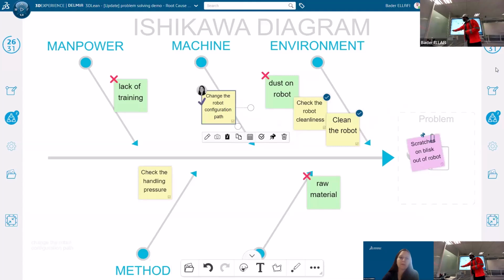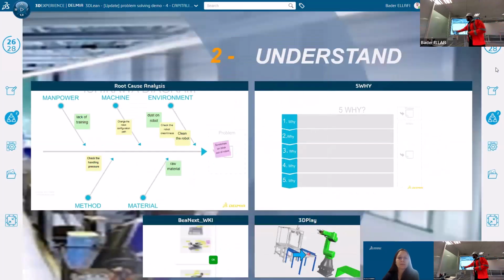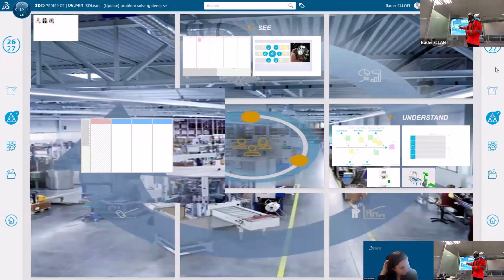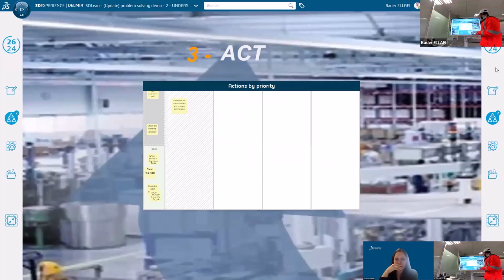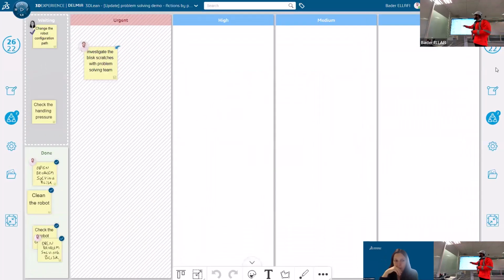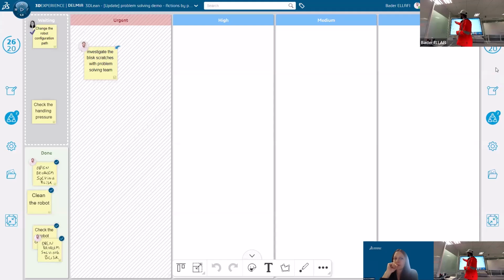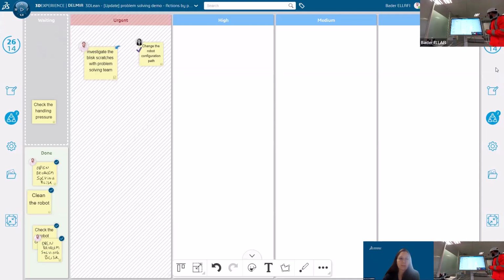So now let's move to our action plan to set the priorities and be sure that we did the right actions and act accordingly. So you take this action, Florette, to change the robot configuration. It's an urgent one to be sure that we kill this root cause. And we don't have defect scratches on the Blisk again.